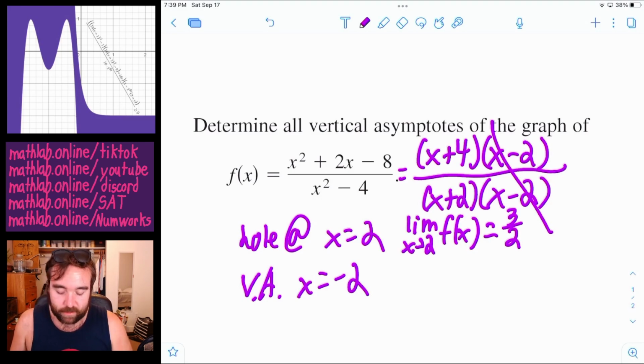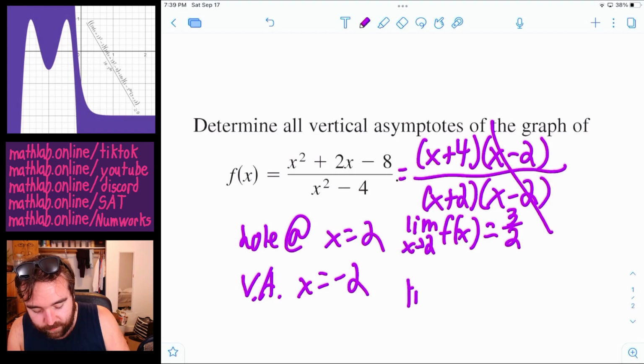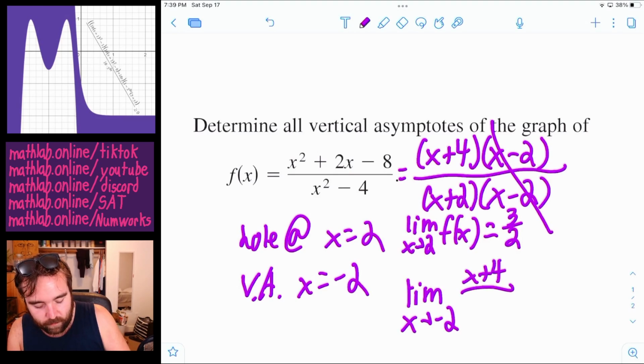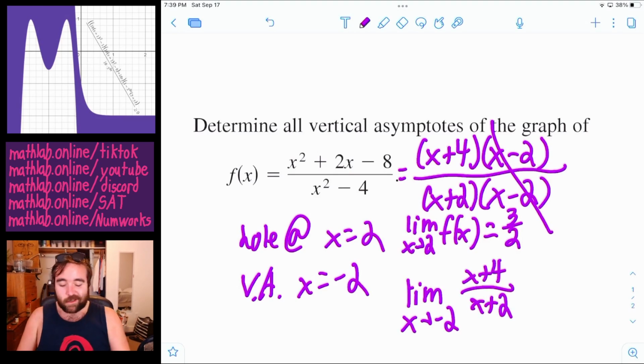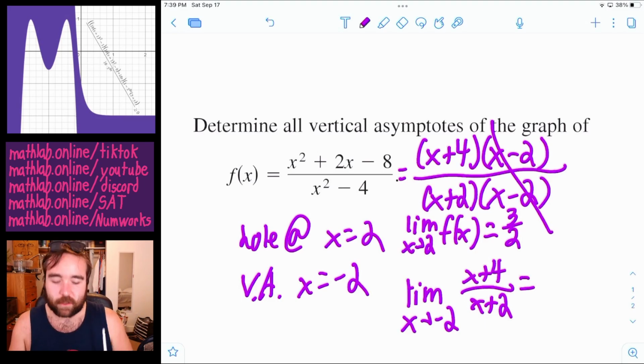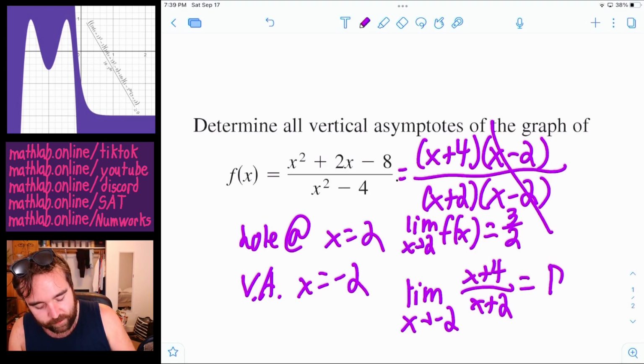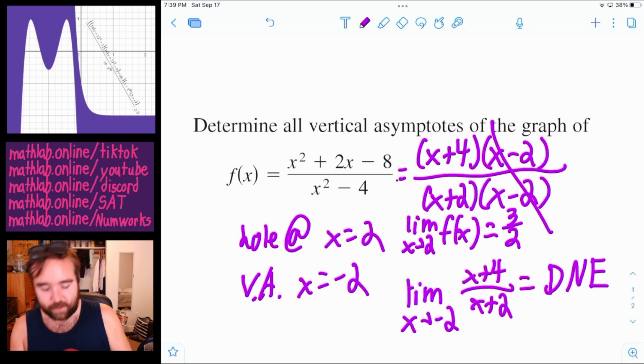However, as x approaches negative 2, we see that's still a problem, because even after you simplify it to be x plus 4 over x plus 2, you still can't plug in negative 2 into there. And there's no way you're going to make it to where you're able to plug in negative 2. And that's because there's a vertical asymptote. So this limit does not exist.